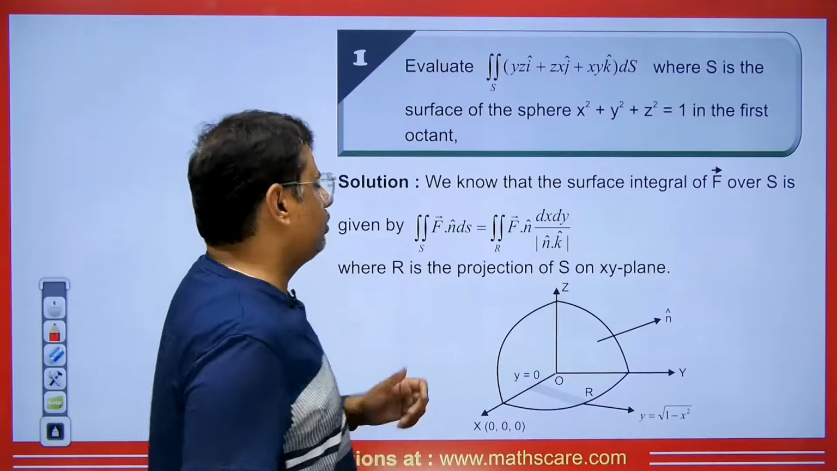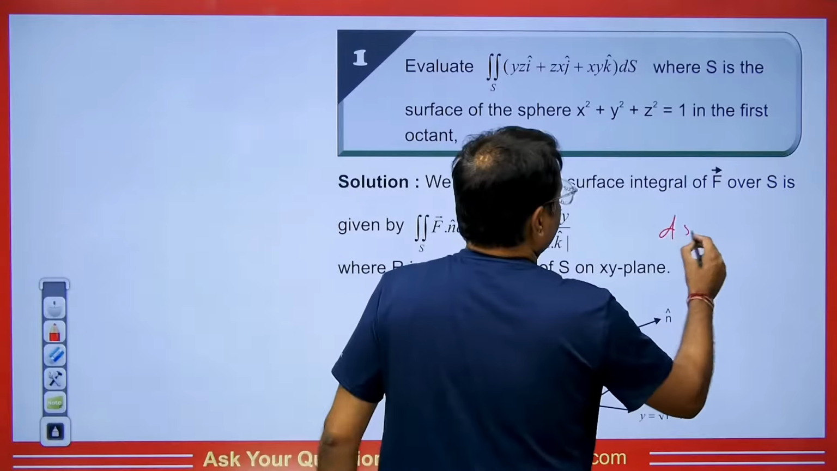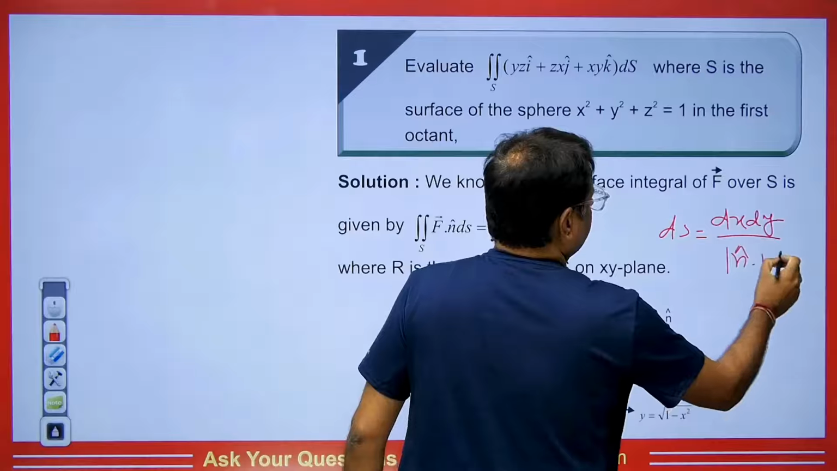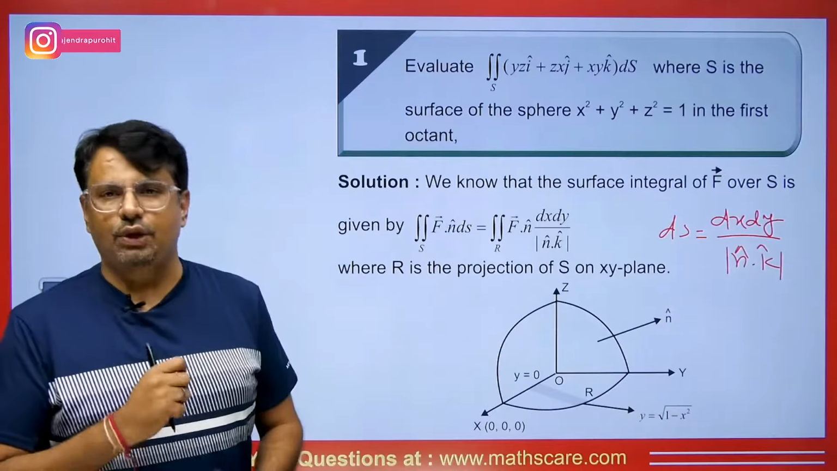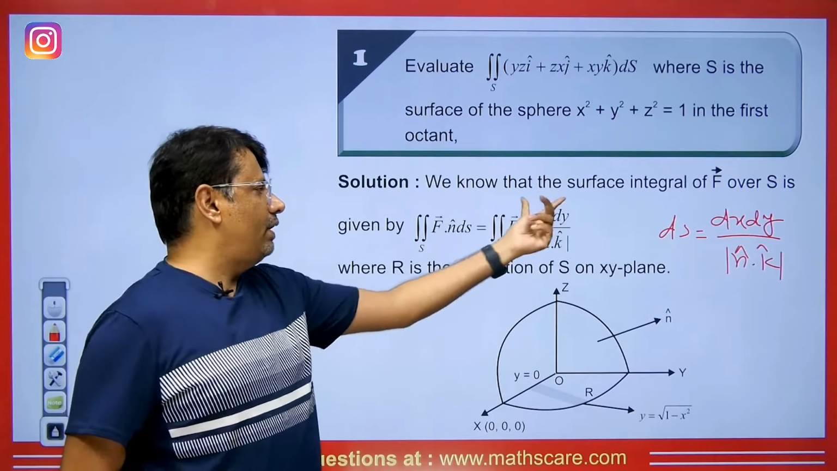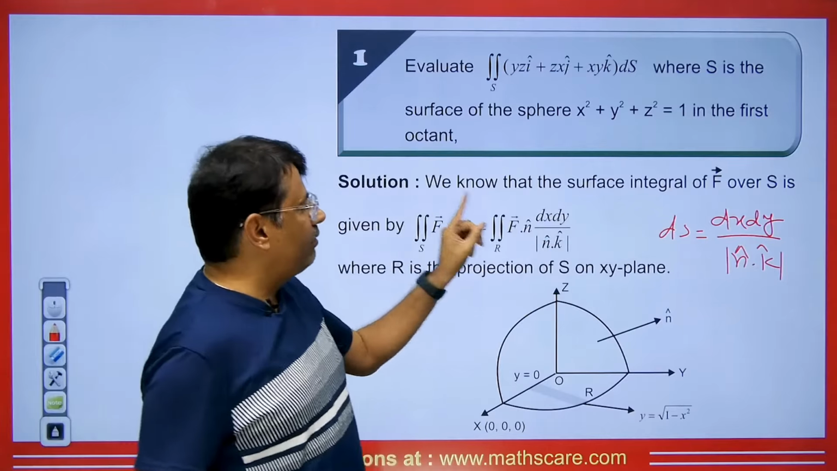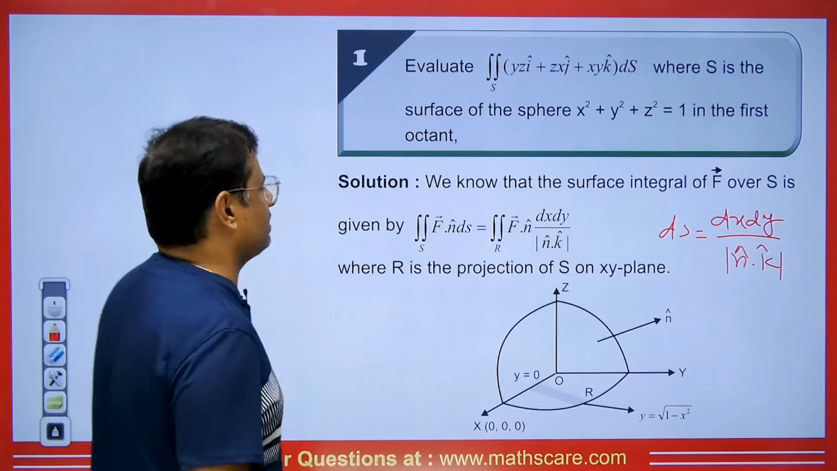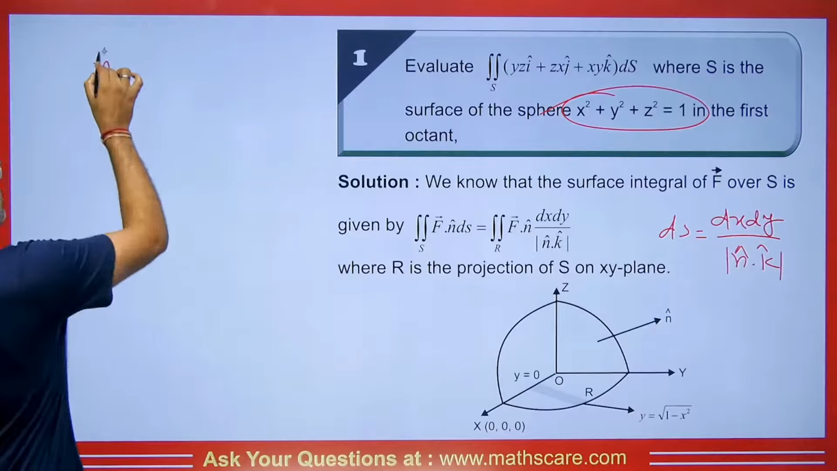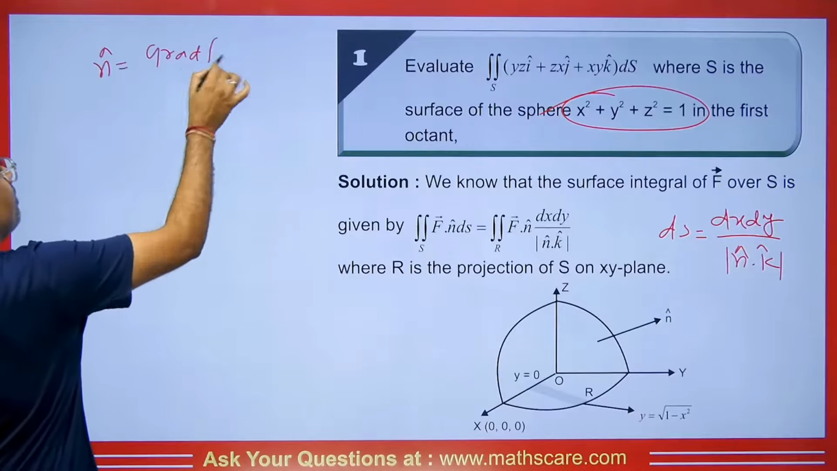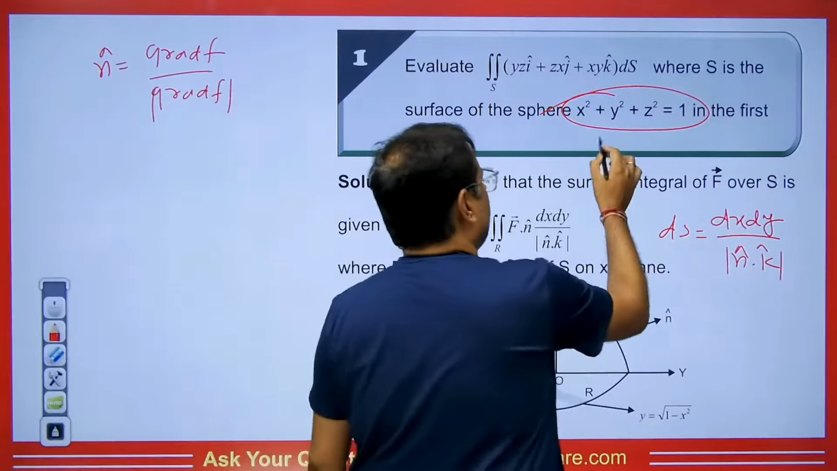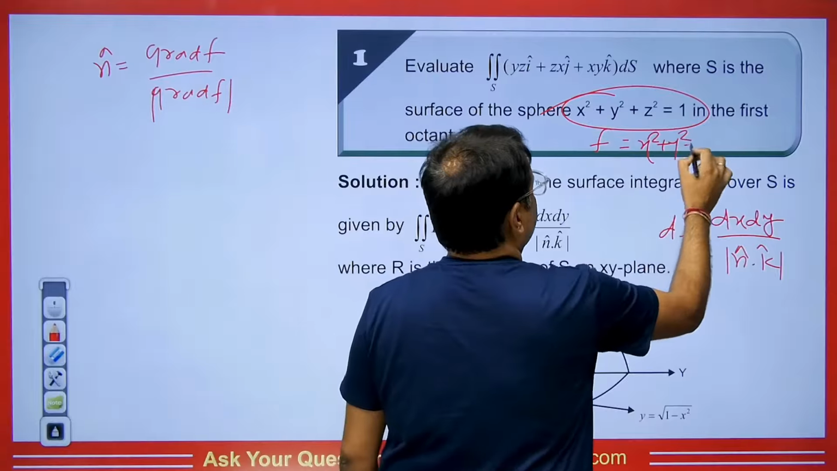Now if we take the xy plane, the value of dS here will be dx dy upon n cap dot k cap. We know that the double integration of F dot n dS is F dot n, and we'll put this value of dS. Now the biggest problem students face is how to calculate n cap. I'll explain it to you. For the surface that we have, the value of n cap will be the gradient of f divided by the mod of grad f. So if we take the function as x square plus y square plus z square minus 1.